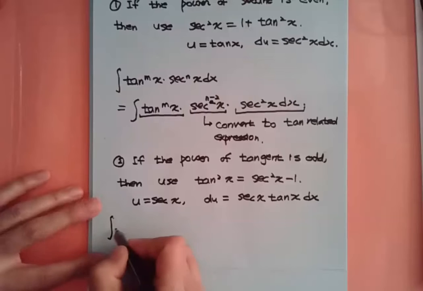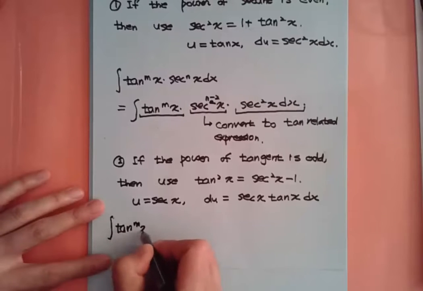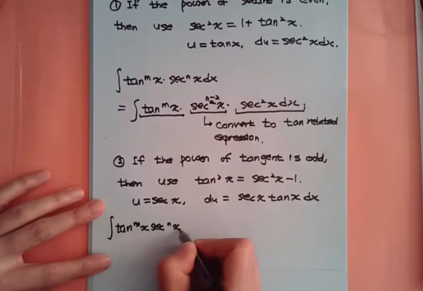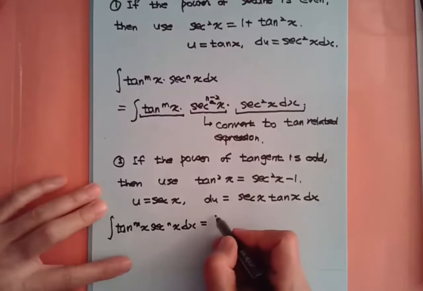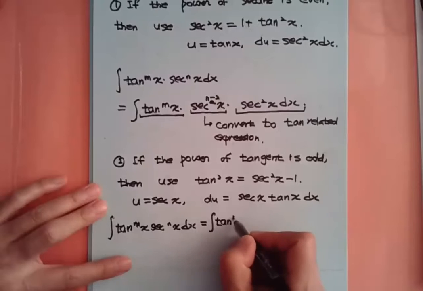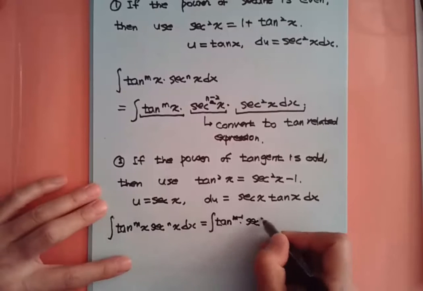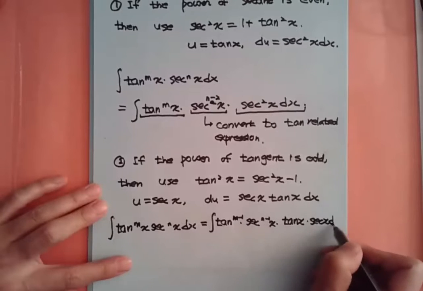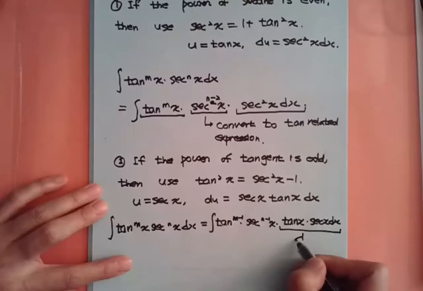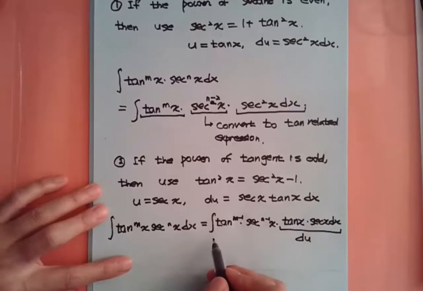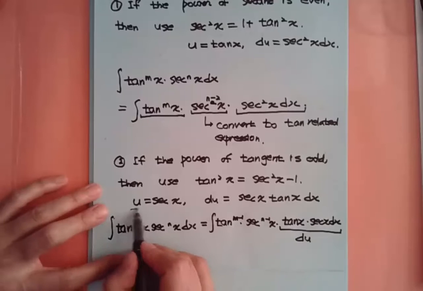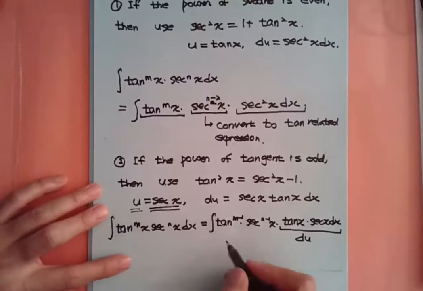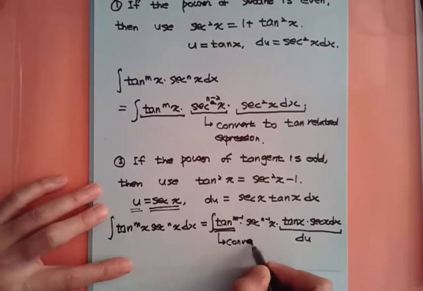So what happens here is tangent of m power x secant of n power x dx will be written as integration tangent of m minus 1 times secant of n minus 1 x times tangent of x times secant of x dx. But this part can be written as du, right? And u was secant, so we will convert this part to secant related expression.